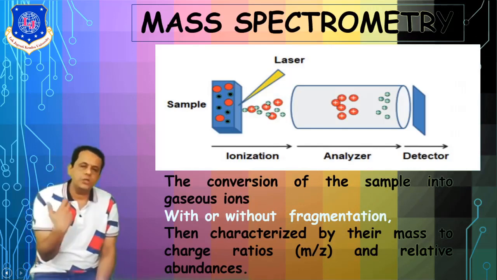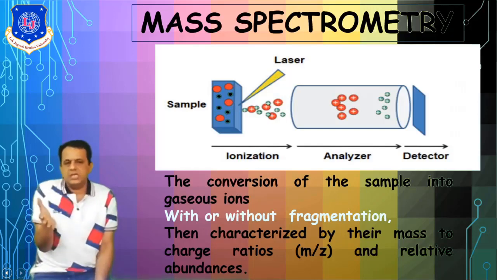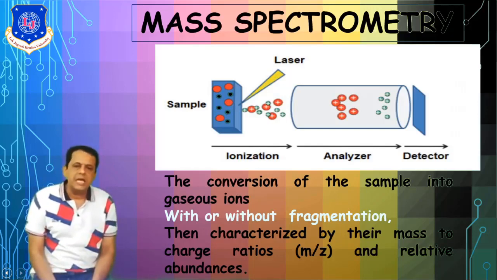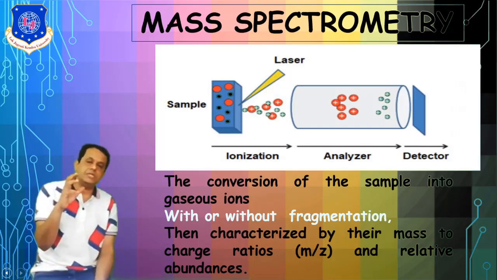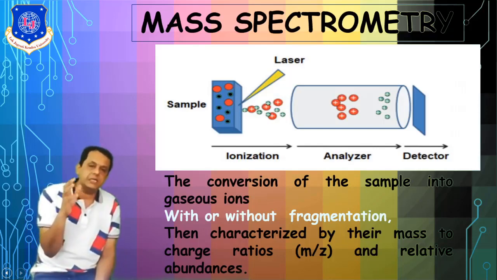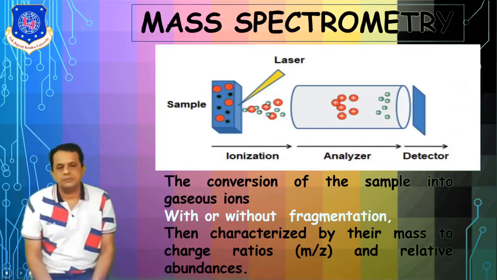And here what we'll do is convert the sample into gaseous ions, with or without fragmentation. And as I told you, we'll be talking about a ratio, that is the mass to charge ratio. And the abundance of these ionized particles in the detector will be analyzed here.